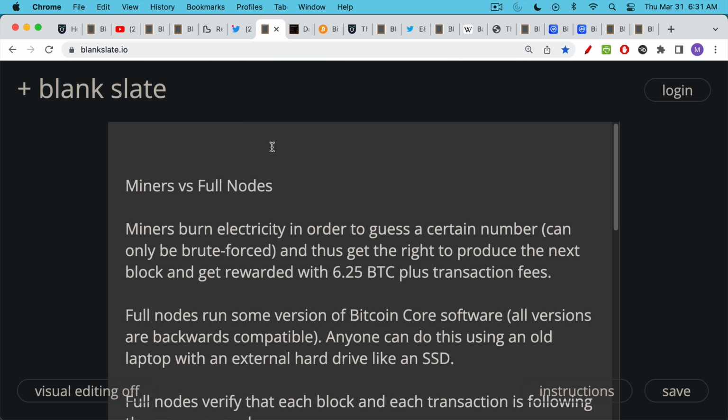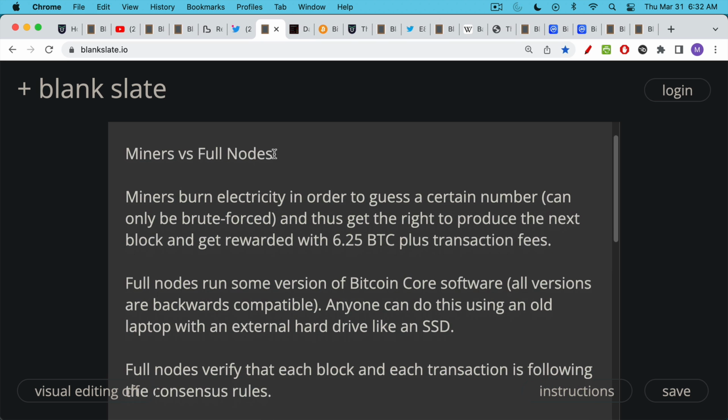These are the nodes. It's important to distinguish between miners and nodes. So Bitcoin miners are the ones that run ASICs. They run these specialized hardware machines. They burn electricity in order to try to guess a certain number that cannot be figured out. It has to be brute forced by doing the work, by burning electricity. And then if they guess the magic number, if they're the first one to guess it, they get the right to produce the next block, to package up all the transactions in it, and then to be rewarded with the miner subsidy, the 6.25 Bitcoin in addition to the transaction fee. So those are the Bitcoin miners, and they're frequently confused with the full nodes.